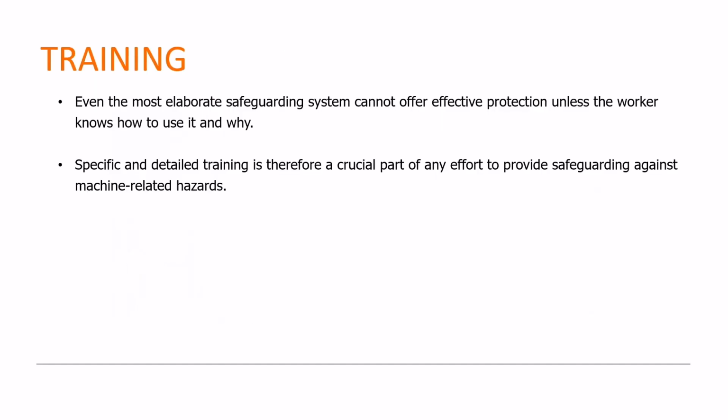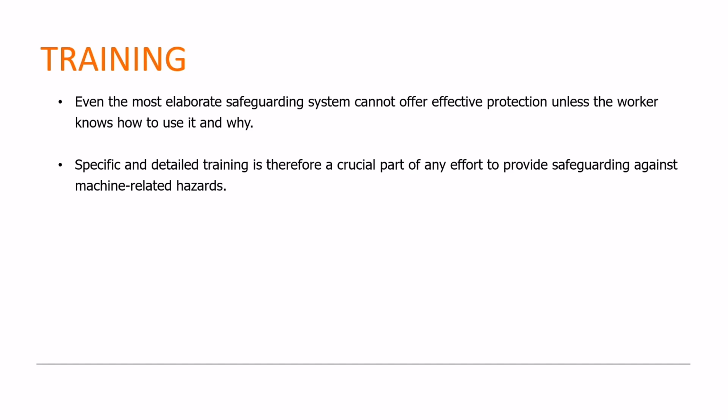Even the most elaborate safeguard systems cannot offer effective protection unless the worker knows how to use it and why. So when you do your training sessions on machine guarding, let the employees go out and physically look at the equipment, see how things operate on that equipment. That should all be in your training. How this machine comes on, how it goes off, what are the guards, where they're located, how do they function with this particular piece of equipment. Specific and detailed training is therefore a crucial part of any effort to provide safeguards against machine hazards.